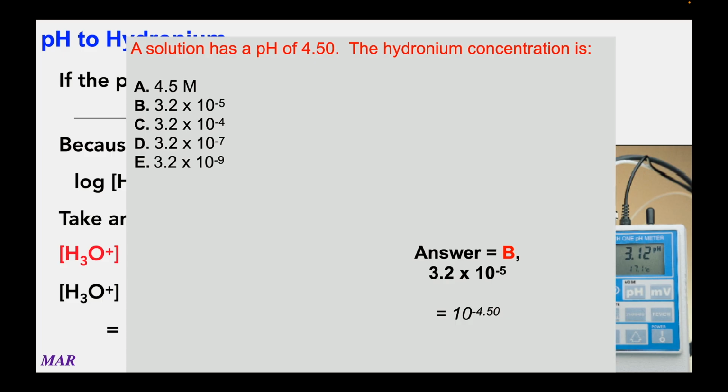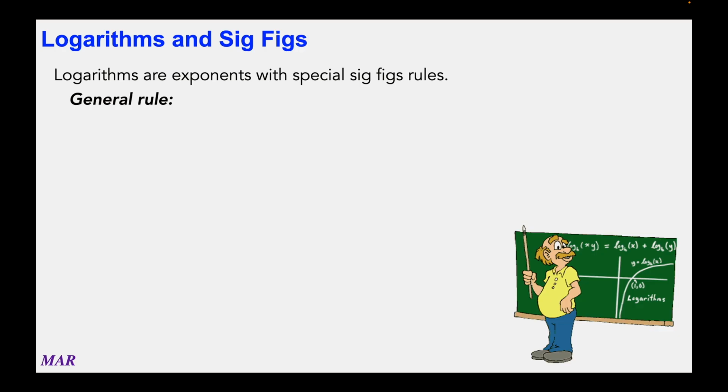So that's what's kind of cool about this. It's easy to find hydronium from pH, and all other things will follow shortly as well. Now, we haven't talked about sig figs and logarithms yet, and we need to do that real fast because we're going to use a lot of logarithms.